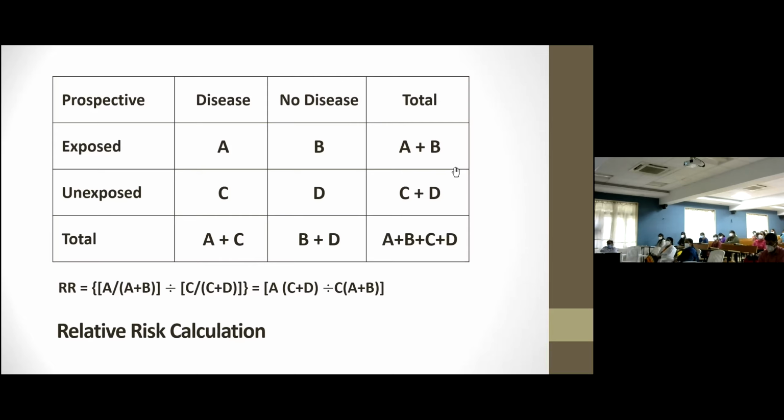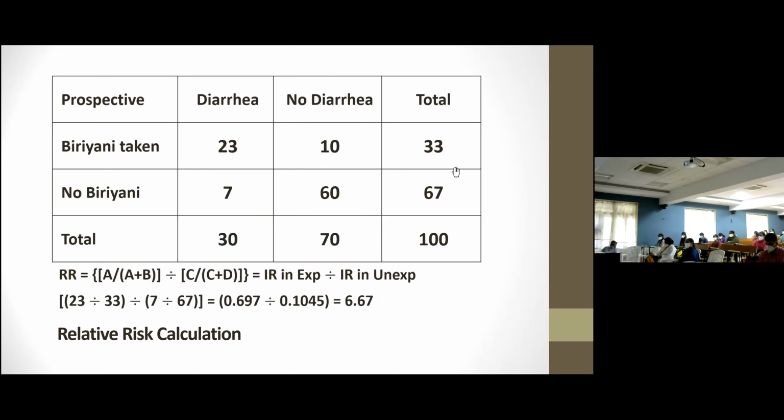So what I understand now, whenever there is a case control design, we do an odds ratio. Odds ratio is AD by BC. Whenever I have a prospective study, we have to do a relative risk calculation. So we'll take examples and do it.